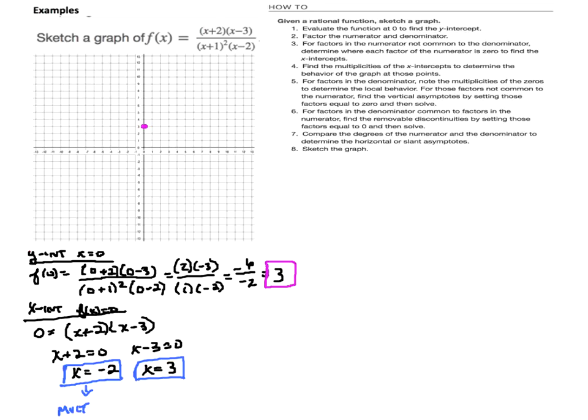And we also want to note the multiplicity of these. So I have an x-intercept at negative 2 and an x-intercept at 3. And this has a multiplicity of 1, which means it completely crosses. Same thing here. Multiplicity of 1, so it completely crosses there. All right, so I have an x-intercept at negative 2 and at positive 3. Okay, vertical asymptotes.